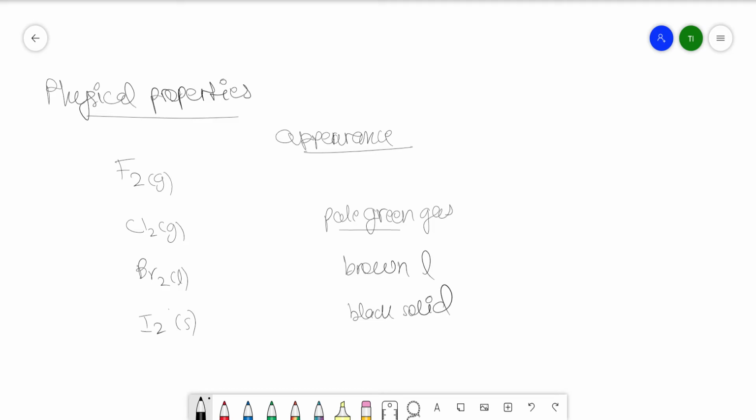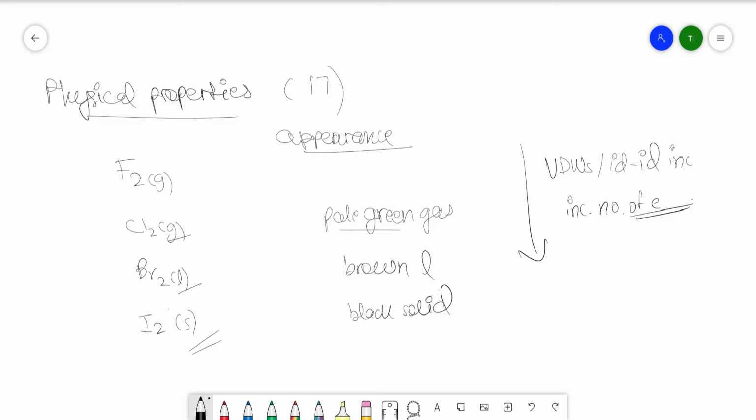And down group 17, the color becomes darker, as in less pale. The reason why this is gas, this is liquid, and this is solid is because down group 17, the van der Waals, or induced dipole to dipole forces of attraction, increases, because of the increasing number of electrons. This is something you learned before, so this is just a recap. And that's pretty much it for the physical properties.